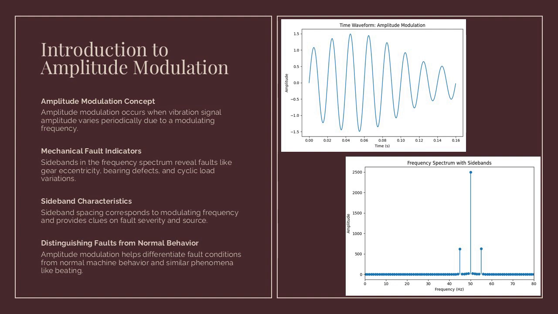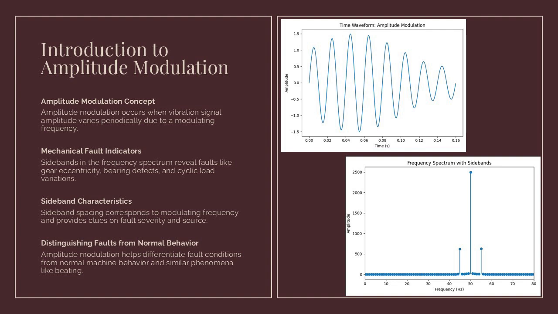The presence of sidebands, their spacing, and their amplitude provide clues about the severity and source of the modulation. For example, a gear with eccentricity will modulate the gear mesh frequency at the shaft rotation rate, producing sidebands spaced at one-order shaft speed. Similarly, a bearing defect will modulate its characteristic defect frequency as the component moves in and out of the load zone, creating sidebands at shaft speed intervals.